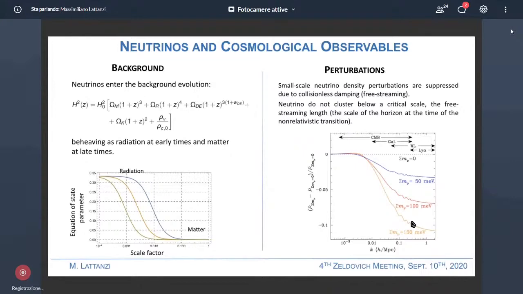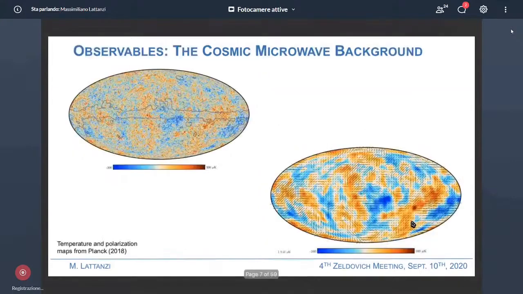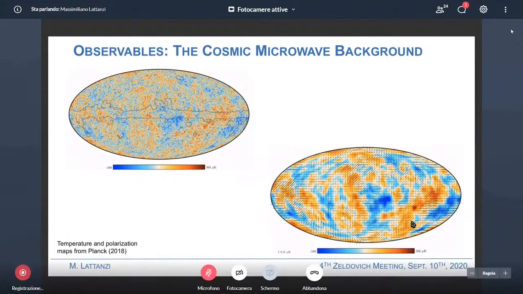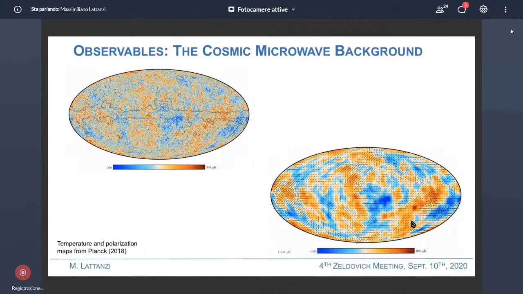Okay, and then the suppression effect gets larger. Now, so this is the theory, let's say. So what do we observe, in order to constrain neutrino properties? So the first thing is the cosmic microwave background.